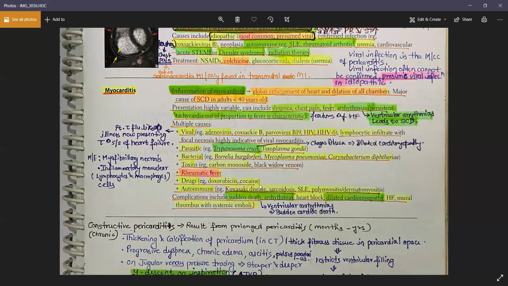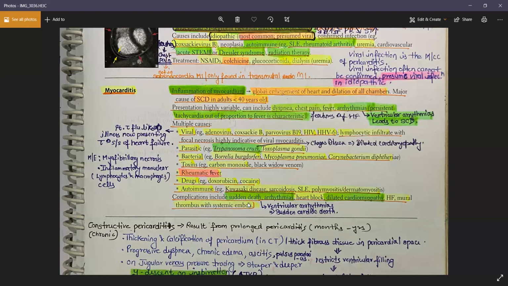Cocaine can cause it by vasospasm of the vessels. The blood supply would be lost, and as a result, you can get inflammation there. Autoimmune conditions like Kawasaki disease, SLE, sarcoidosis, polymyositis and dermatomyositis, they all can cause myocarditis. Okay.